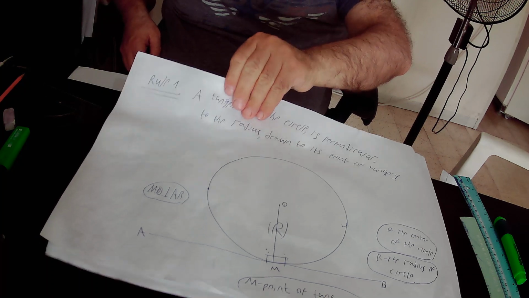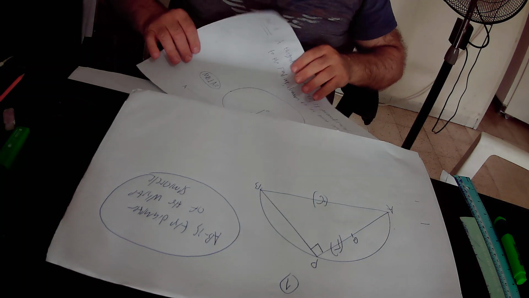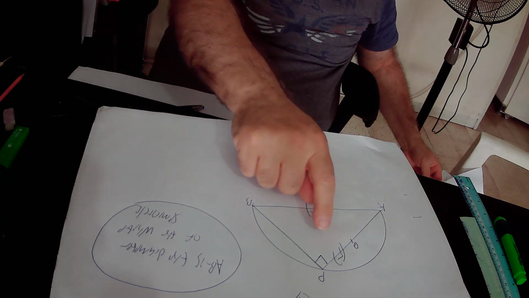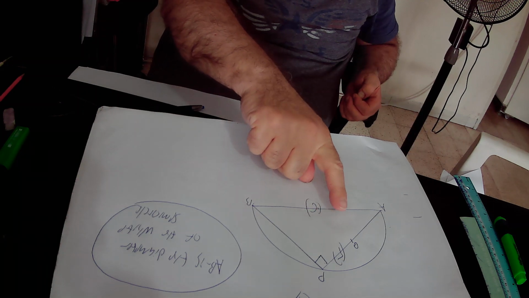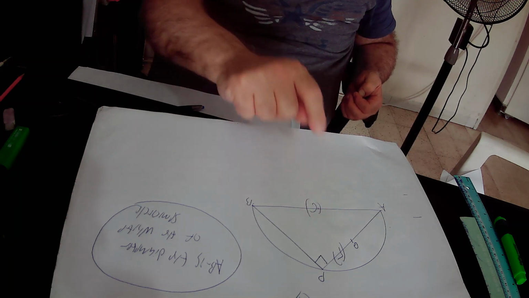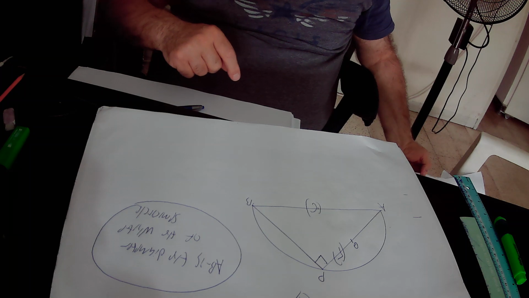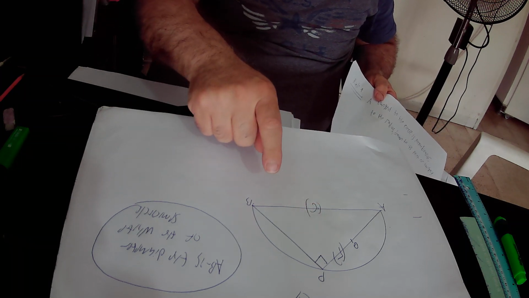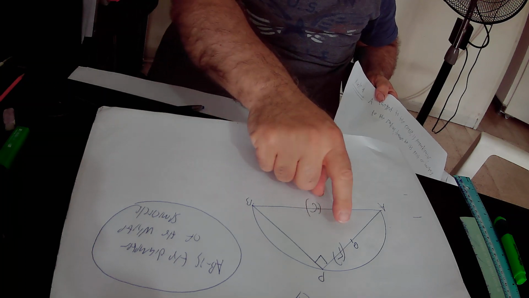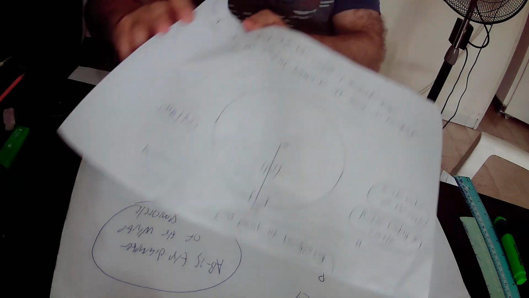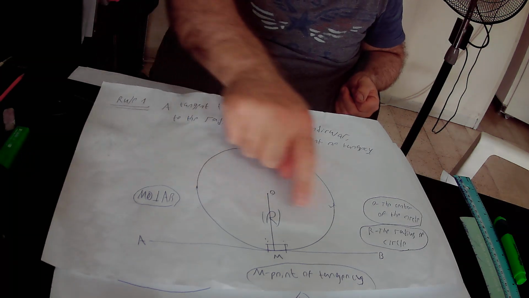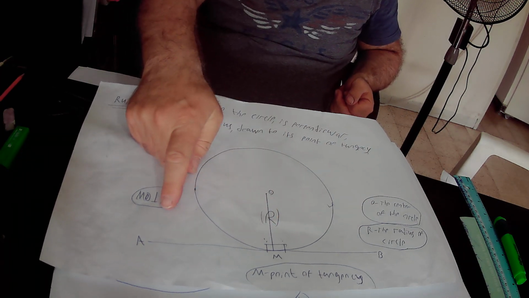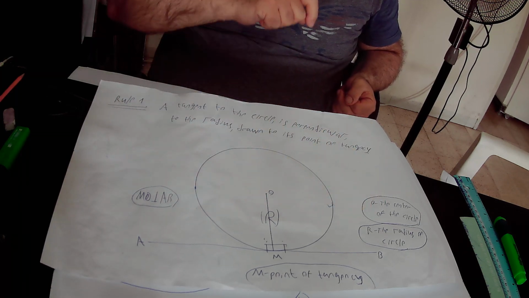Okay, and in our drawing, line segment BP creates 90 degrees with the radius OP, and therefore, according to rule 1, line segment BP must be defined as a tangent. Why? Because it creates 90 degrees with the radius. And there you can see that line segment AB creates 90 degrees with the radius OM, and therefore line segment AB is defined as a tangent.